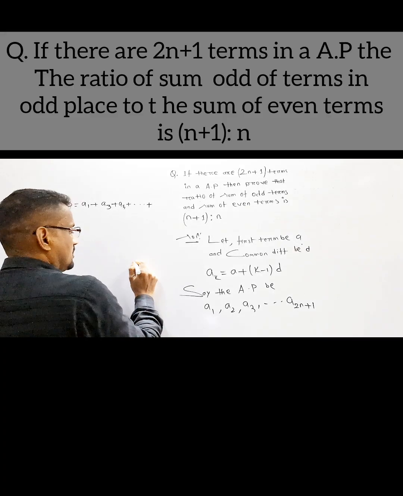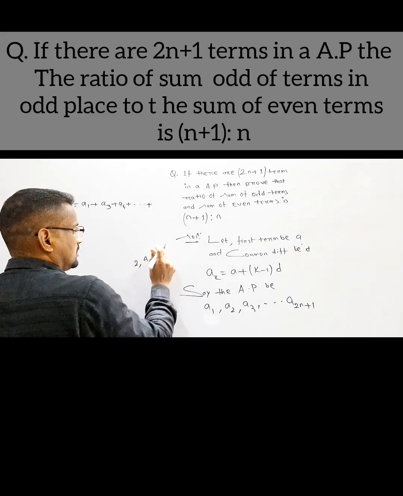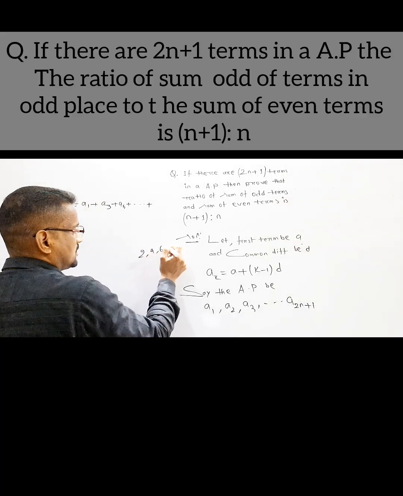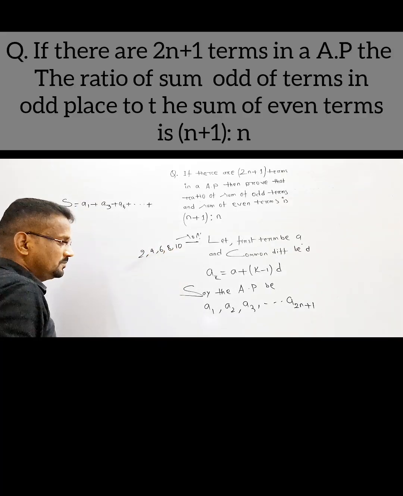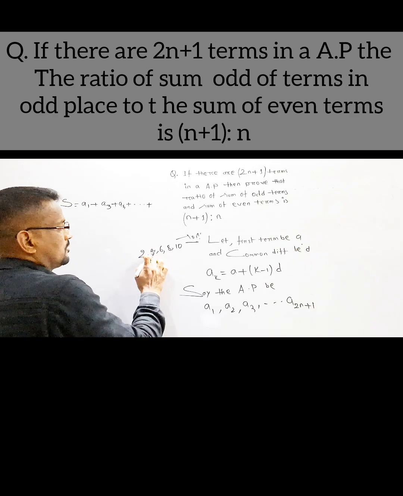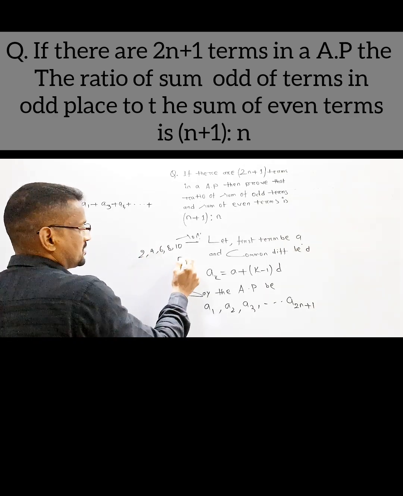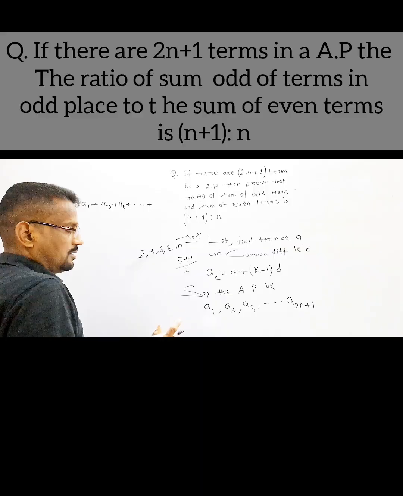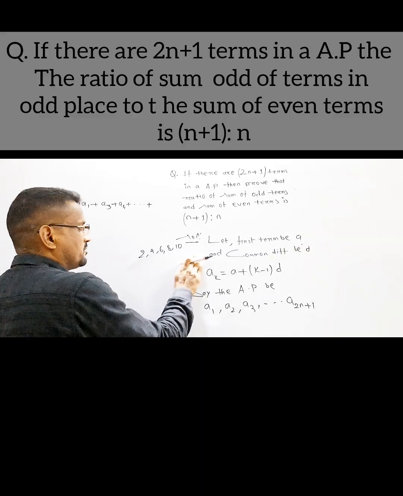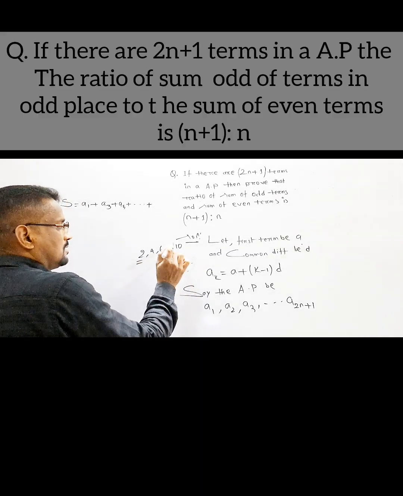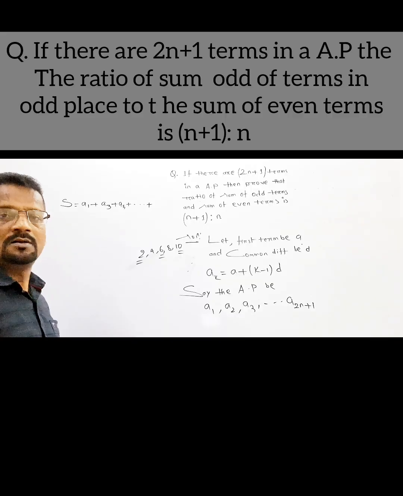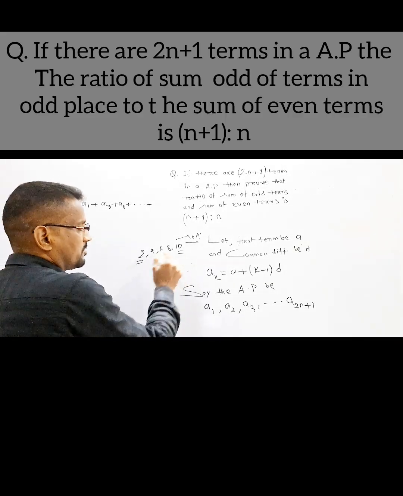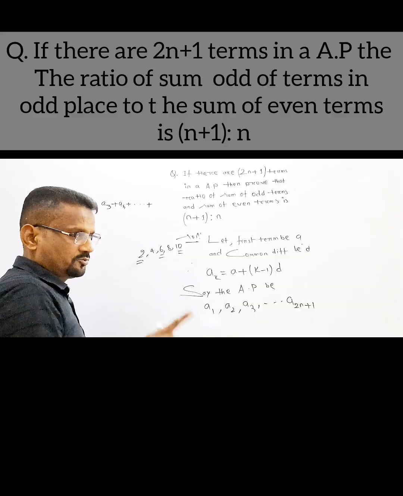See, let me put an example: 2, 4, 6, 8, 10. How many terms are there? 1, 2, 3, 4, 5. There are 5 terms. 5 plus 1 by 2, 6 by 2, 3. That means there are 3 terms in odd places: first, third, fifth. So these 3 come in what way? That is your total number of terms 5, plus 1, by 2.